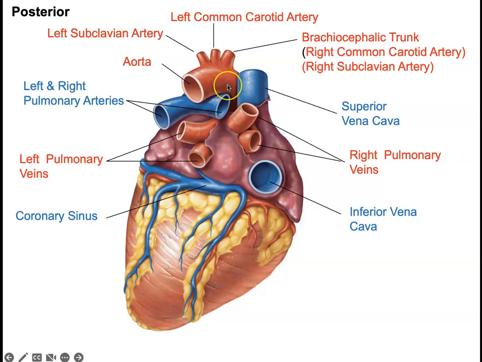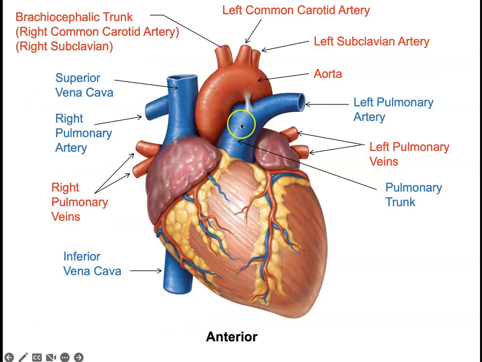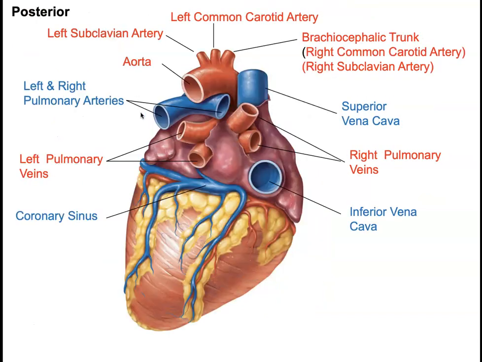Then your arterial network is going to be the pulmonary trunk. So on the anterior portion, here comes the pulmonary trunk. That's going to branch into the left and the right pulmonary arteries that carry deoxygenated blood to the lungs, and then the oxygenated blood will return back to the heart through the left and right pulmonary veins that then return back to the left atrium.